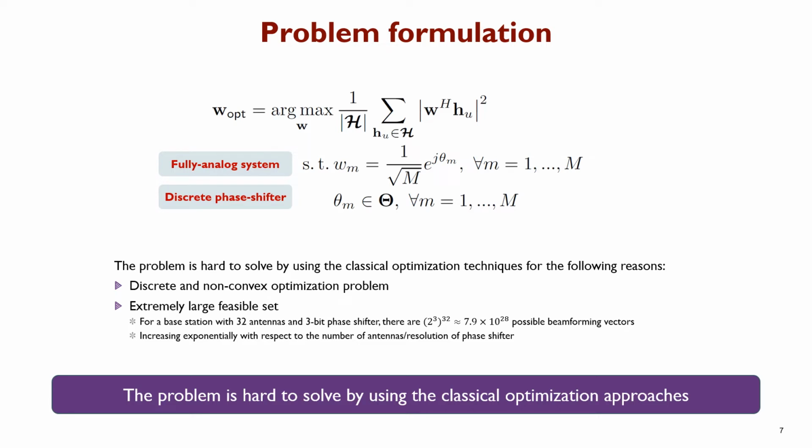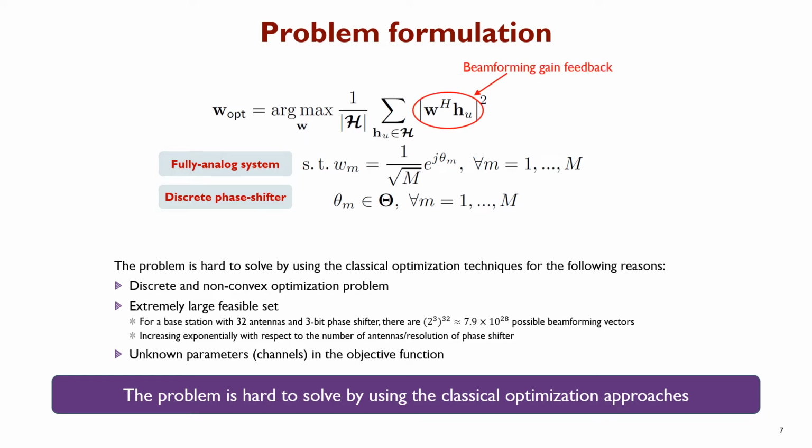So for example, for a base station with 32 antennas and 3-bit phase shifter, there are over 10 to the power of 28 possible beamforming vectors. Moreover, the size of this feasible set will be increasing exponentially with respect to the number of antennas and also the resolution of phase shifter. And finally, there are unknown parameters, which are channels in the objective function, and the system has only access to beamforming gain feedback but not channels.